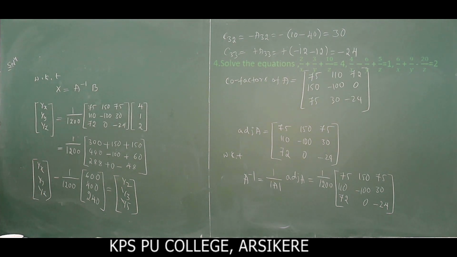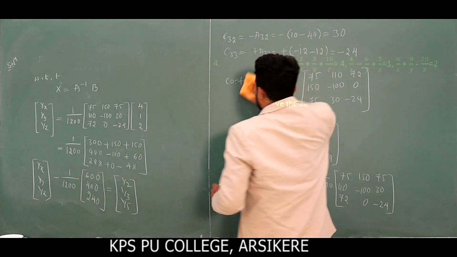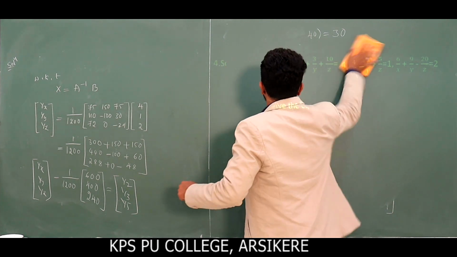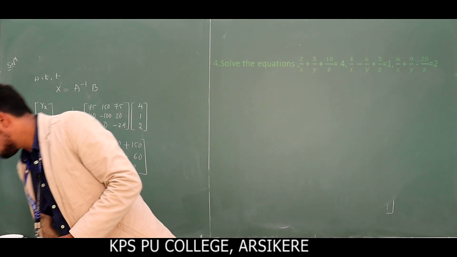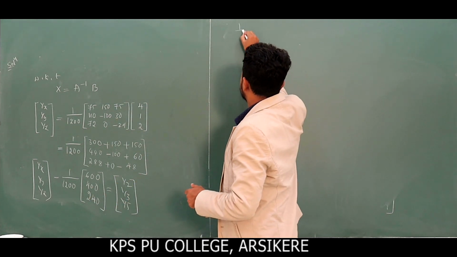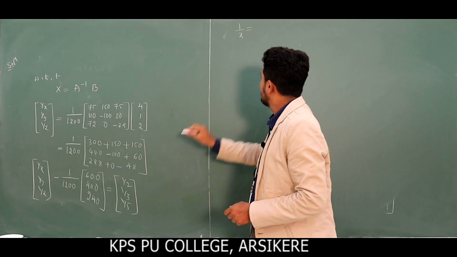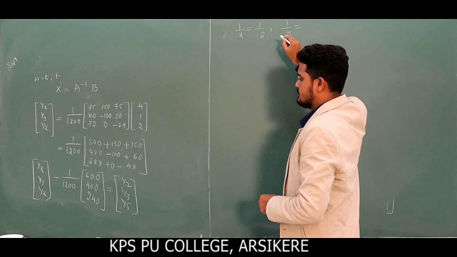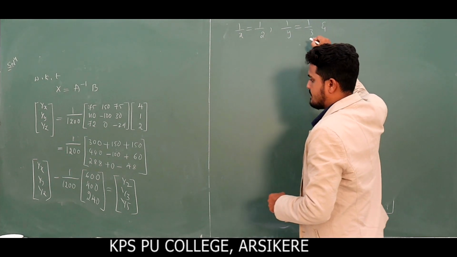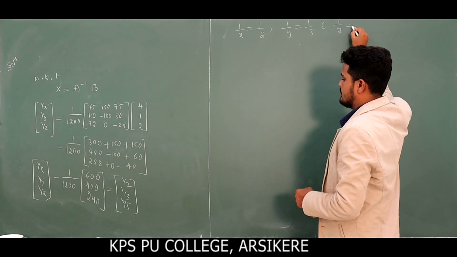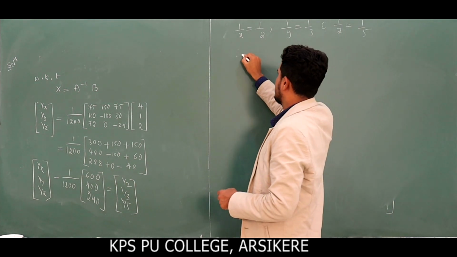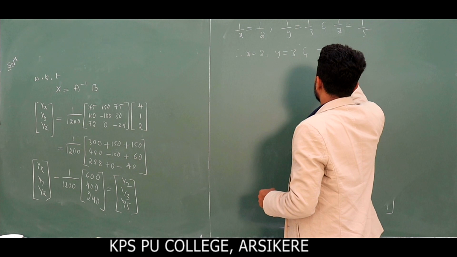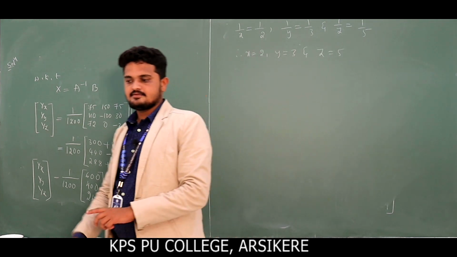But we have to find the x, y, z values. So clearly we can say that 1/x is equal to 1/2, 1/y is equal to 1/3 and 1/z is equal to 1/5. Therefore x is equal to 2, y is equal to 3 and z is equal to 5. Okay, clear? Write first.